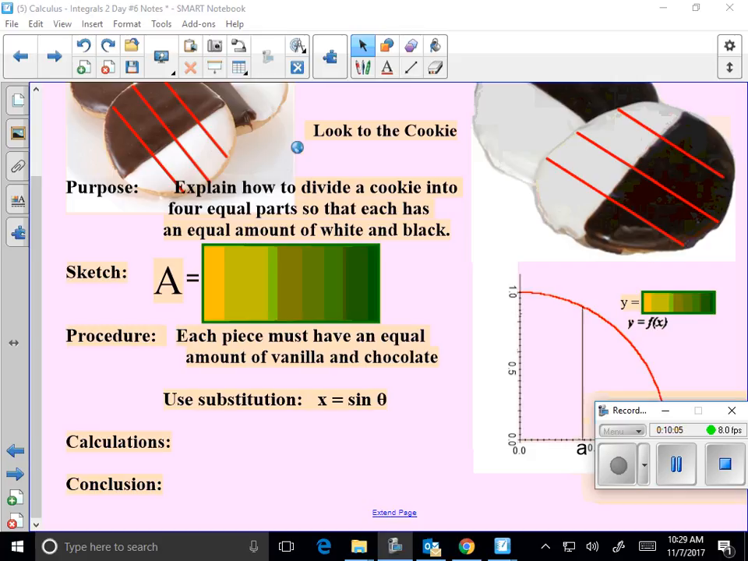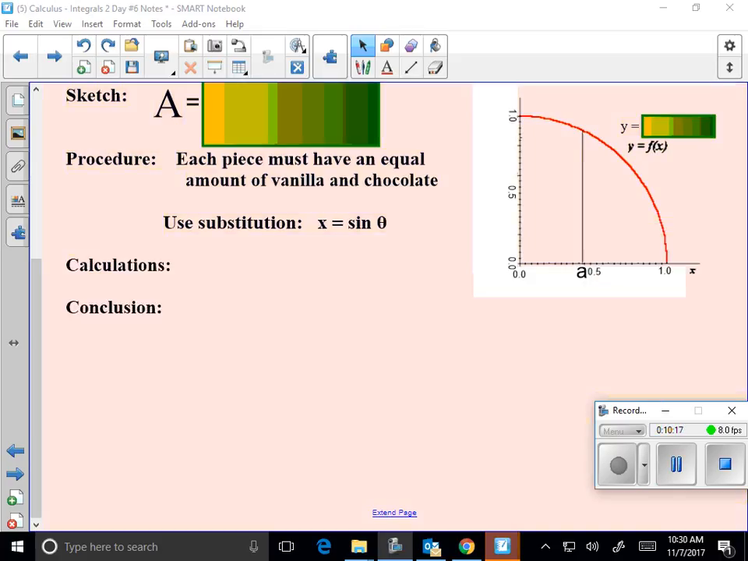Cut it perpendicular. Oh, that'd be nice. But let's talk theoretically where this should be. It should make sense based on the curve of the cookie. Let's just go to the first quadrant, right? Based on the curve of the cookie, we wouldn't want to cut it in half, because we'll come up short on the right side as opposed to the left. So it's going to be somewhere to the left of 0.5.